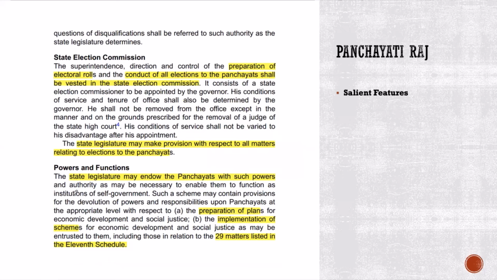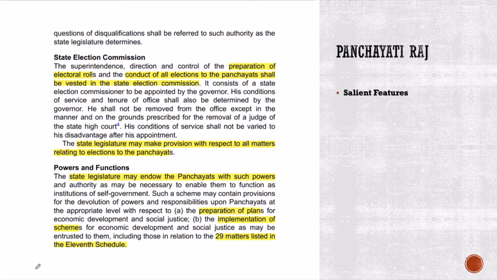So then just go through each of these things and see what you want to internalize from this. For instance, State Election Commission, we've already talked about this. The superintendence, direction and control of the preparation of electoral rolls and the conduct of all elections to the panchayats shall be vested in the state election commissions. Now, if I change this panchayats to, let us say, assembly or the central, Lok Sabha, Rajya Sabha, then that will be vested in the Central Election Commission.